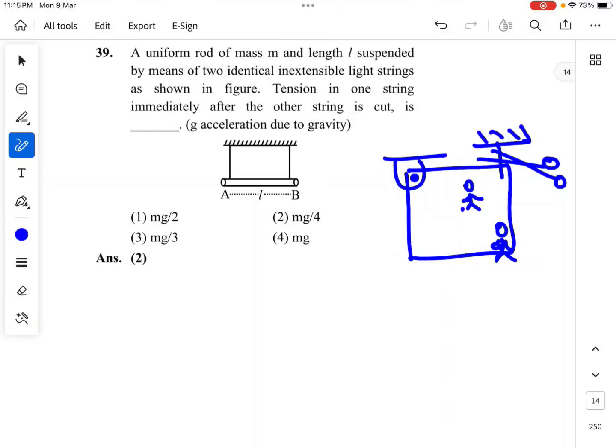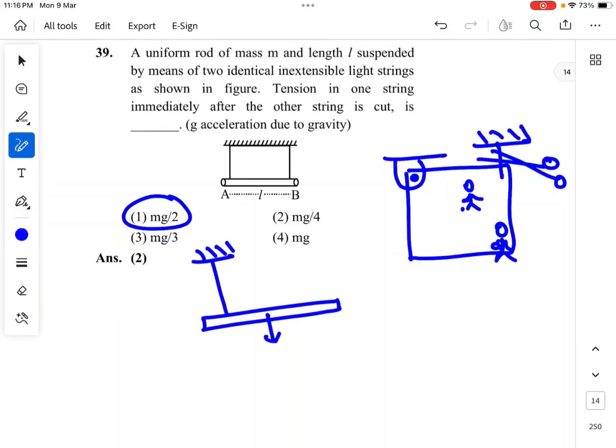Now one of my students has ticked this one as the answer because just after cutting he thought that the tension won't change much, and so each of the tensions will be equal to mg by 2, so it should be mg by 2. That's what he thought and ticked the answer, so that's obviously wrong. And what you do here is write the torques. mg is there. About this point, which is stationary, you don't have to write any pseudo torque.